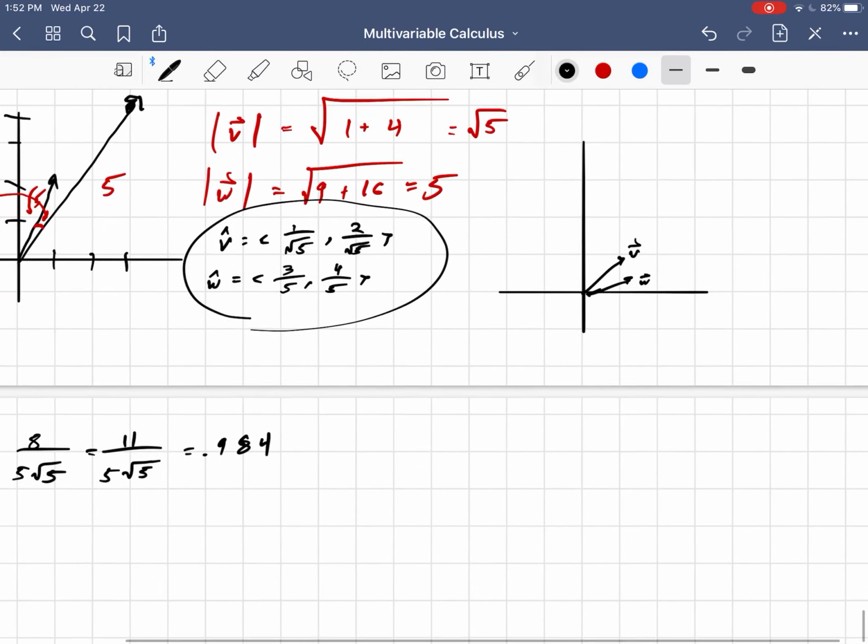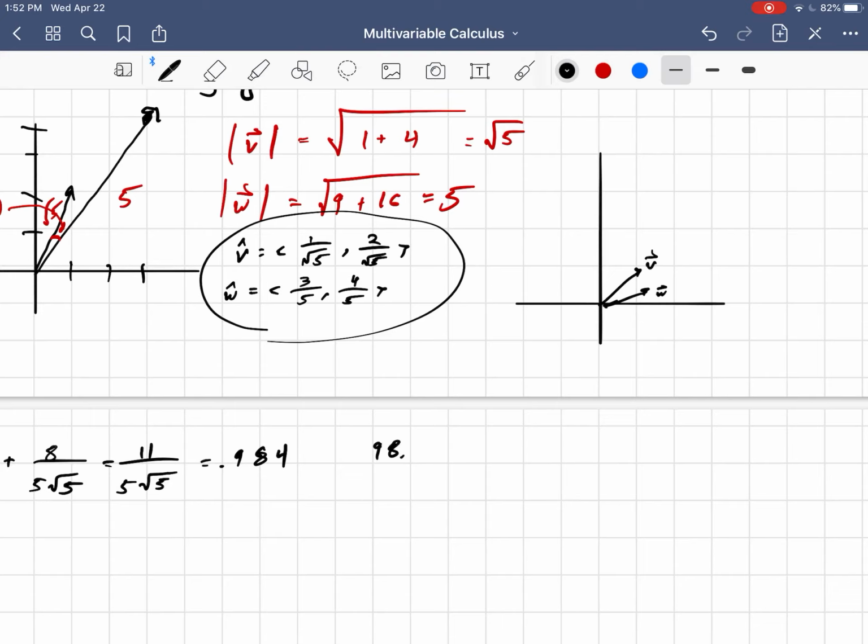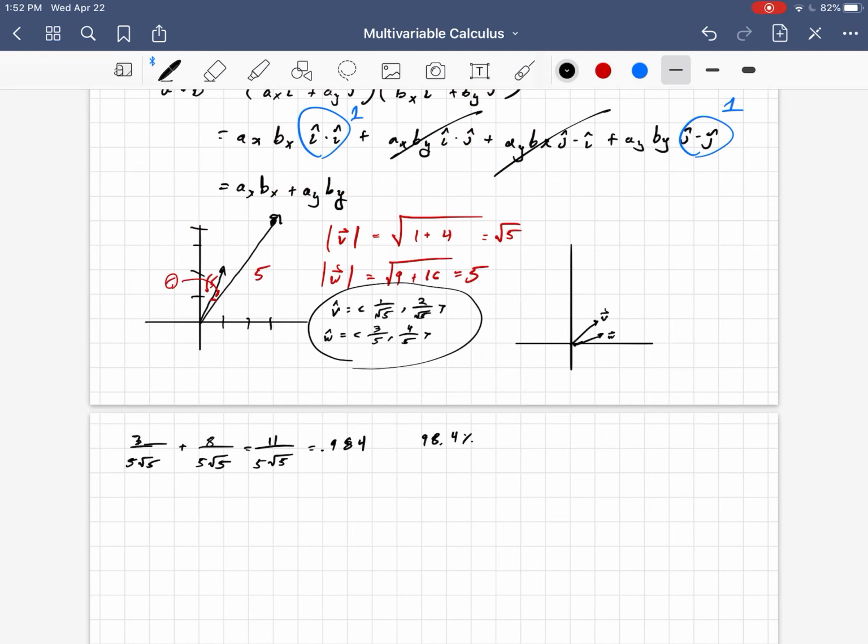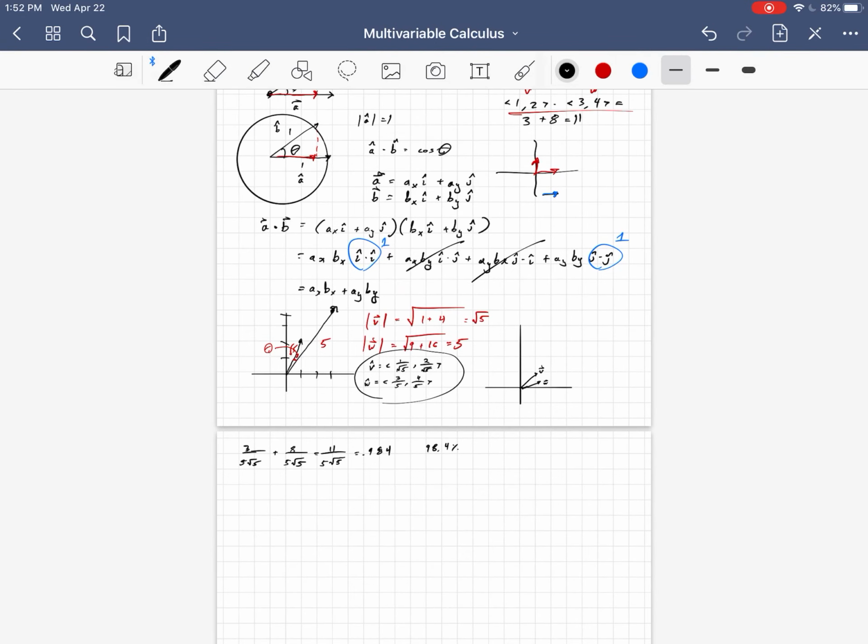So if I were to scale these down as unit vectors, what this means is that, I'm just going to draw them very roughly, let's say that's v and that's w. So what that's telling me is that approximately 98.4% of vector v also lies in the direction of vector w. So that's a concrete meaning of what the dot product actually gives. It's not just some random number that we're pulling out of thin air here.